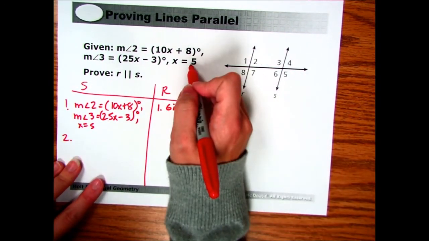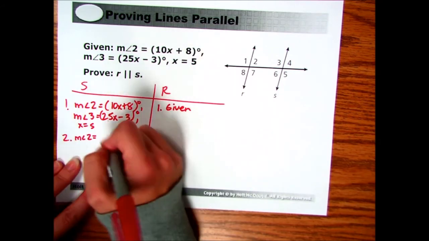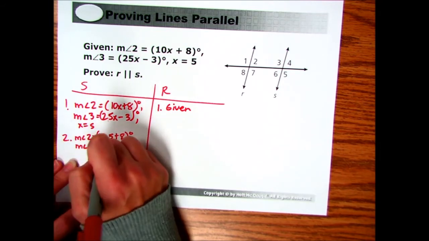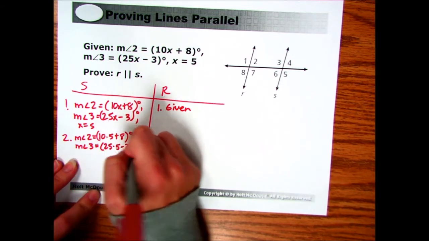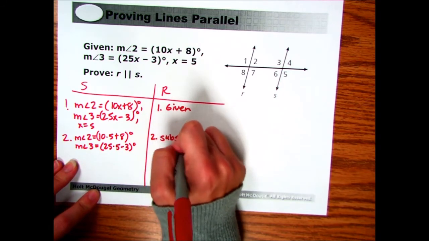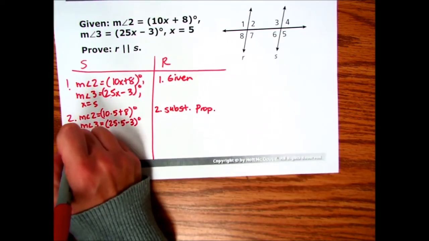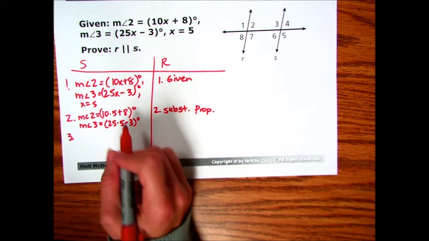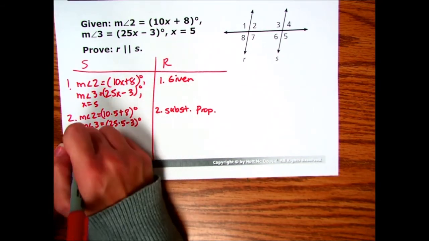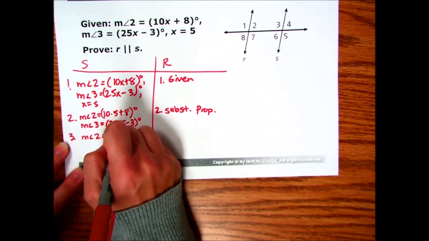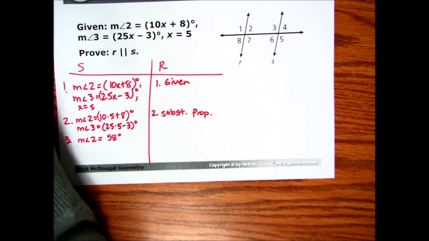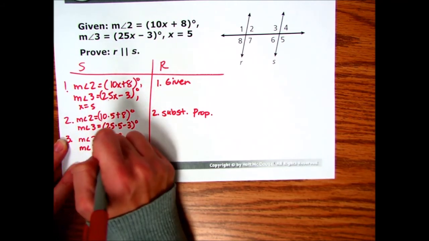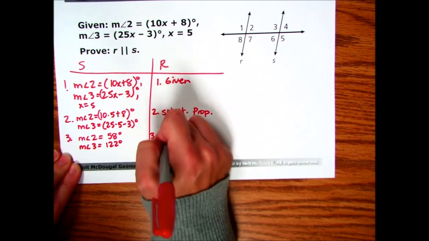Well, I can substitute x is 5 into those. So I can get the measure of angle 2 equals 10 times 5 plus 8 degrees. The measure of angle 3 is 25 times 5 minus 3 degrees. What did I do? I used the substitution property. Number 3, if you're looking at this information, you should recognize that you need to simplify here. So we get the measure of angle 2 equals 58 degrees when we do 10 times 5 and then add 8, and when we do 25 times 5 and subtract 3, we get that the measure of angle 3 is 122 degrees. What did we do? We simplified.